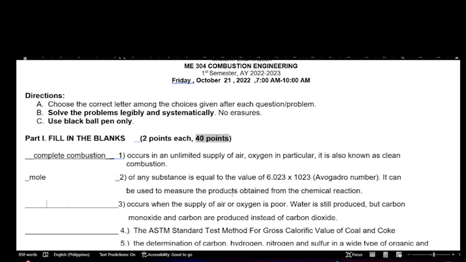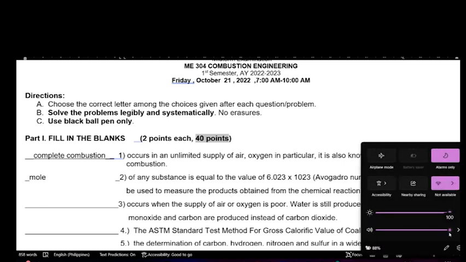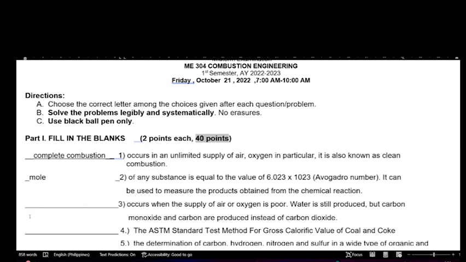Next. Number 3. Okay, masyadong maingay class, naka-record tayo. Kasi ito rin yung gagamitin. Number 3, occurs when the supply of air oxygen is poor. Water is still produced, but carbon monoxide or CO and carbon are also produced instead of carbon dioxide only.